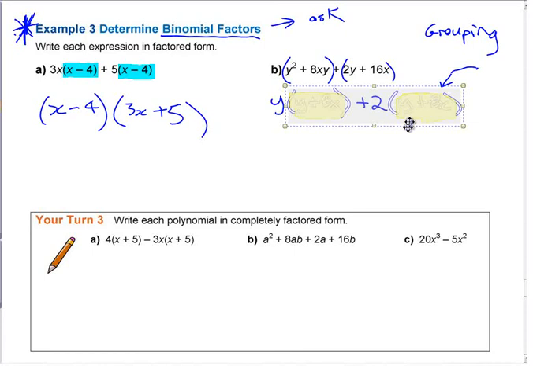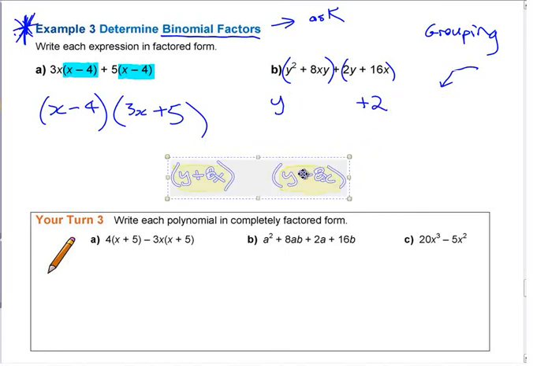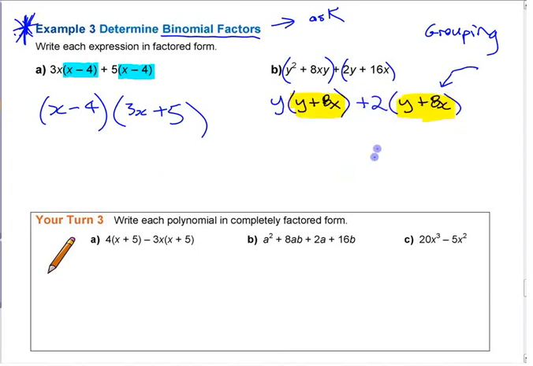What if I factored that out? What's left? If I factor that out, what's left? Y plus 2. I'm not actually going to leave it like this because I want to be able to look at it. You're going to have the yellow thing out in front. And what did you say you're going to have left? Y plus 2. So it's y plus 8x, y plus 2.